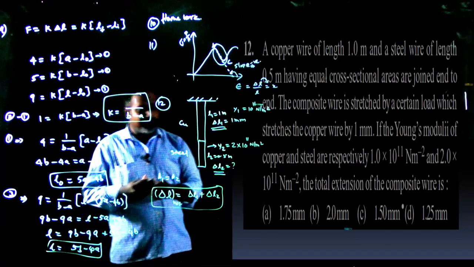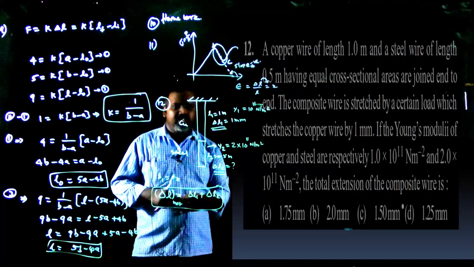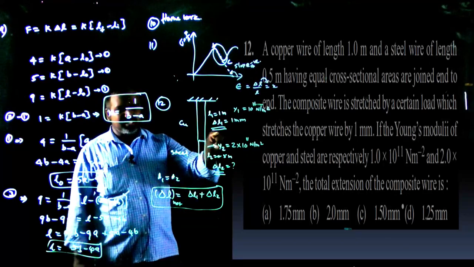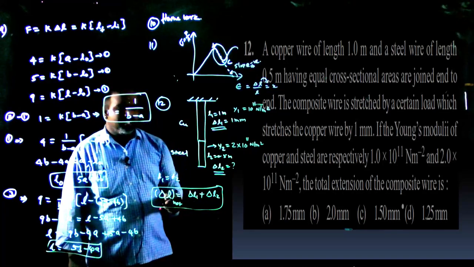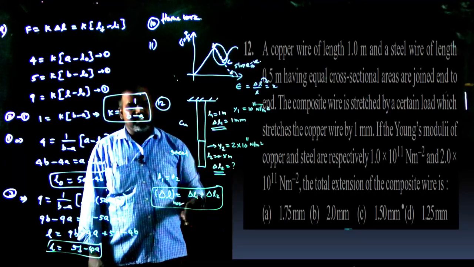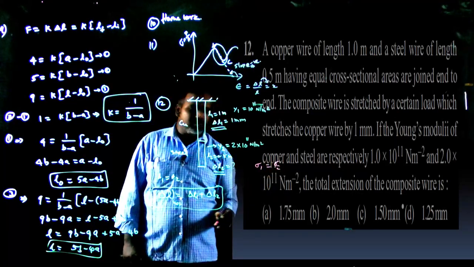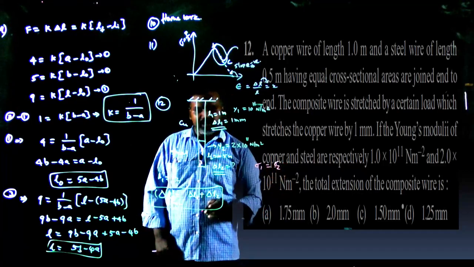But you see that delta L2. Since they said that they are applied by the same load, you see that they are stretched by a certain load. Therefore, I can say that the cross-sectional areas are equal and they are stretched by the same force. Therefore, sigma 1 is equal to sigma 2 for this case.